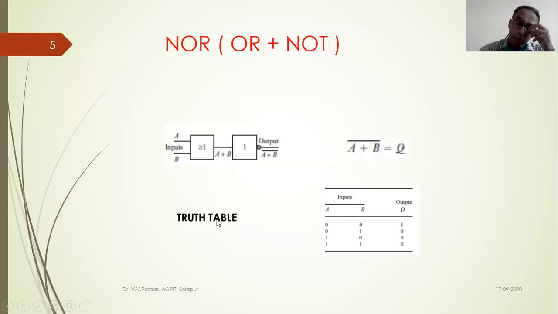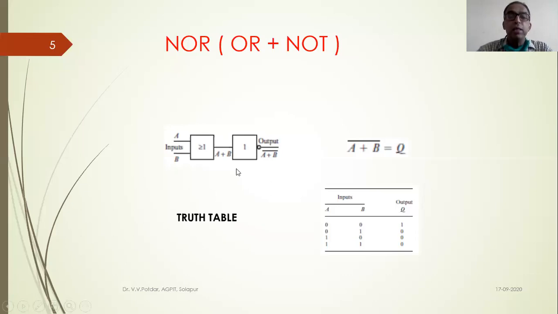Let us see the truth table. A is 0 and B is 0, the output will be 0. And what will the NOT gate do? It will invert that 0 into 1. If A is 0 and B is 1, so A or B, either of the two is 1, so the output will be 1. What will the NOT gate do? That 1 will be converted into 0. So the output Q will be 0.